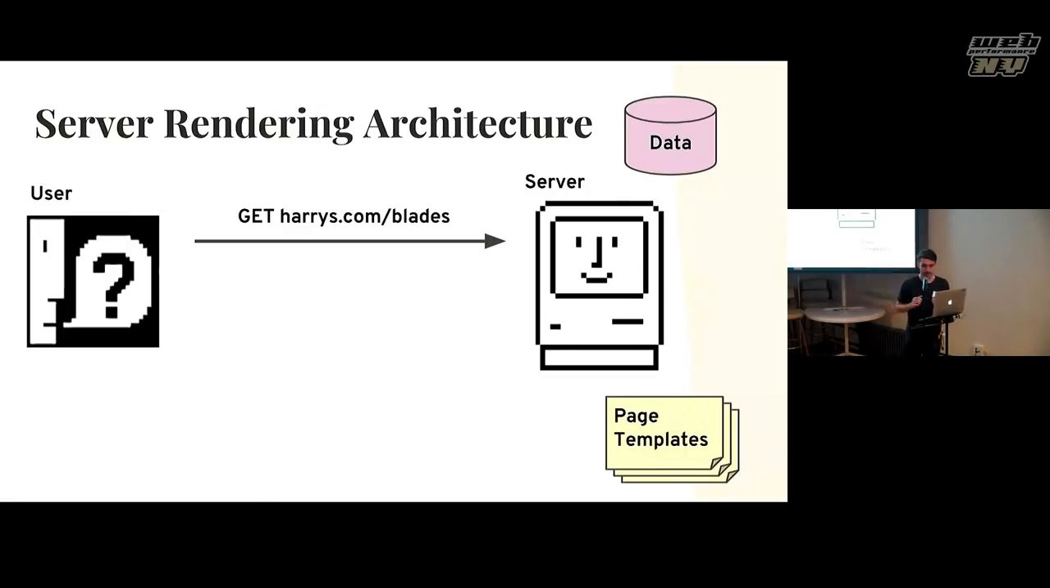The server's role here is really to find the specific piece of data that is being referenced by that request. So in this case, our Blades product might have a name and a price and some images, and then find the specific page template. For us, it'd be the product page template. And it's going to take those two things and bind that data into that page template and write out a big HTML file.